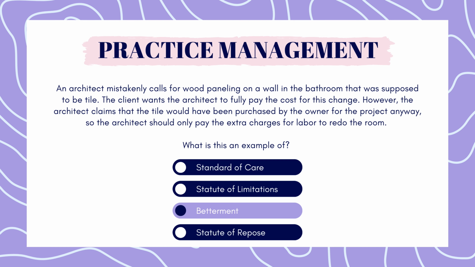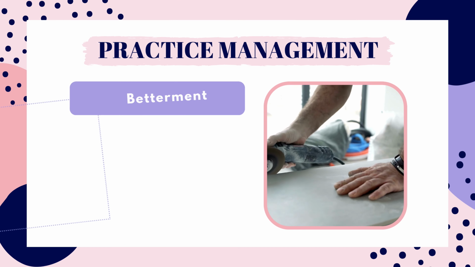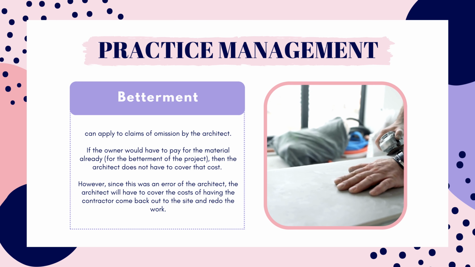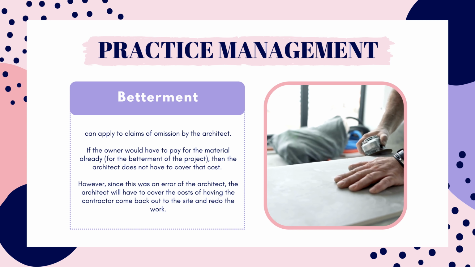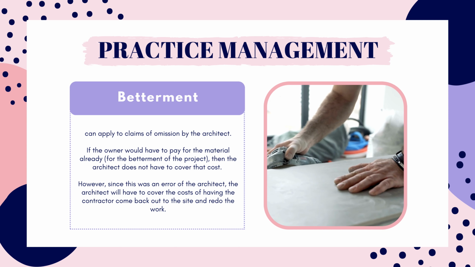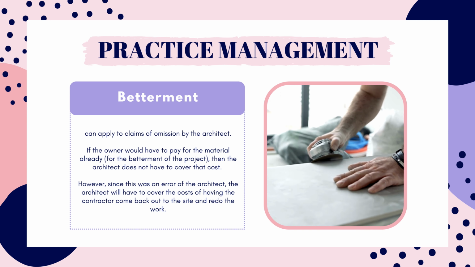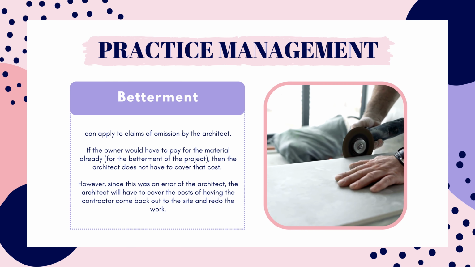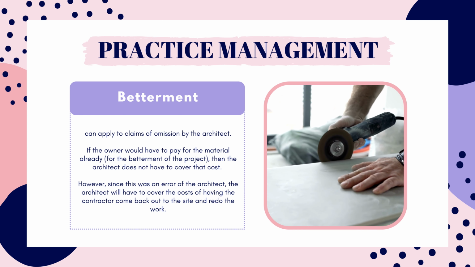The answer is betterment. The concept of betterment can apply to claims of omission by the architect. In this scenario, the mistake was the architect's, however, the client would have had to pay for the tile anyway. Therefore, the architect is only required to cover the cost of labor to bring the contractor back to the site and remove the wood paneling.